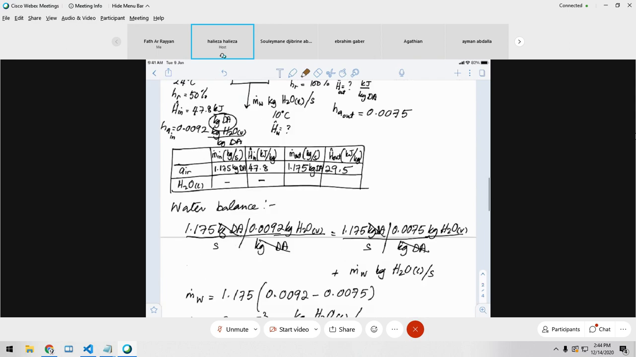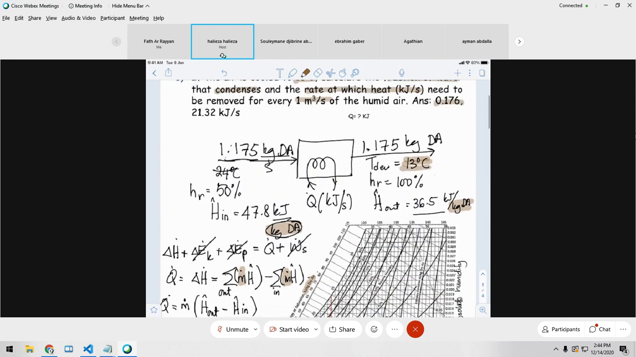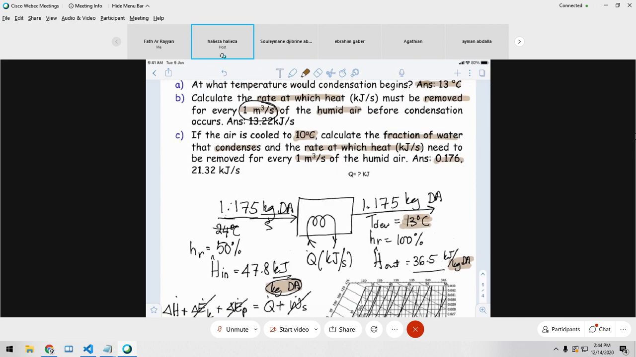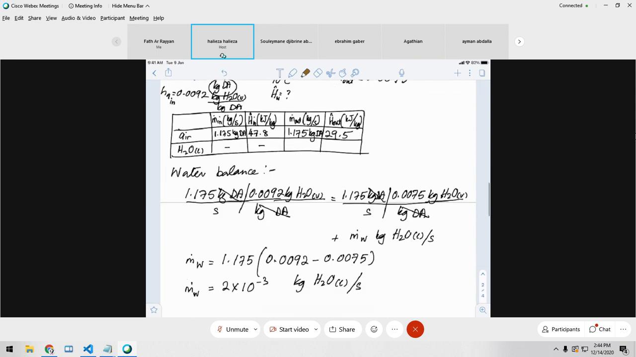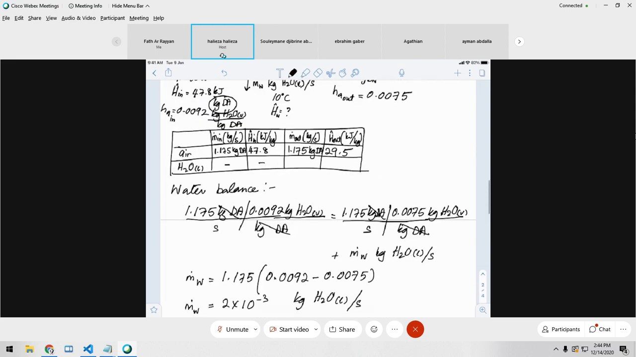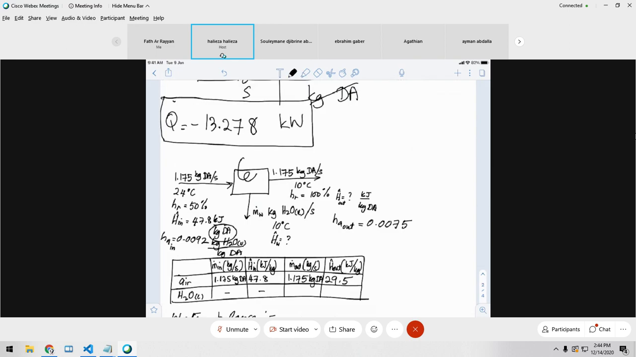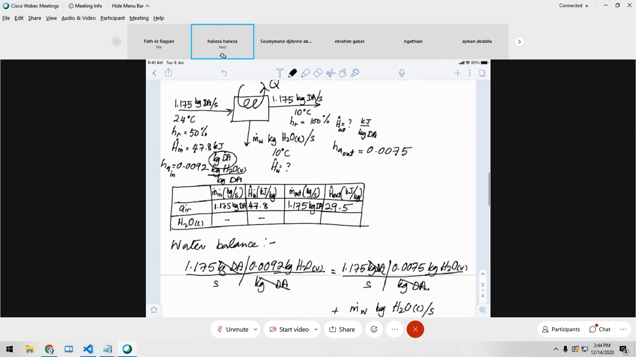Any questions? We have one more part to solve, the amount of heat that needs to be removed. For part B, we calculated the amount of heat, but that was initially at 13 degrees C, the outlet temperature. Now we have condensation occurring, and we need to calculate the amount of heat. So let's do that. This is our diagram. You do the same energy balance, except that now you need to find the enthalpy of your water.